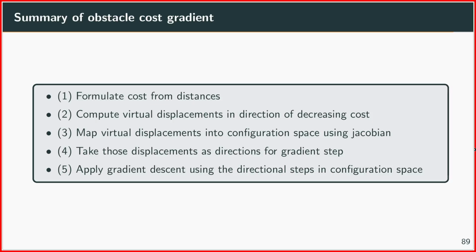Okay, just quickly let me recap this. So the idea was basically that we formulate the cost from distances, we compute virtual displacements in the direction of the decreasing cost, then we map those virtual displacements into the configuration space using our Jacobian, and then we take those displacements as directions for a gradient step in functional space, and then we just apply gradient descent to it, and we get a path which is farther away from obstacles as before.